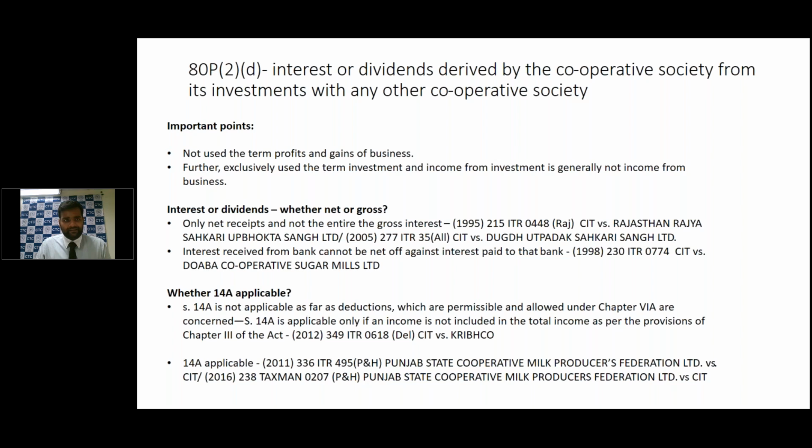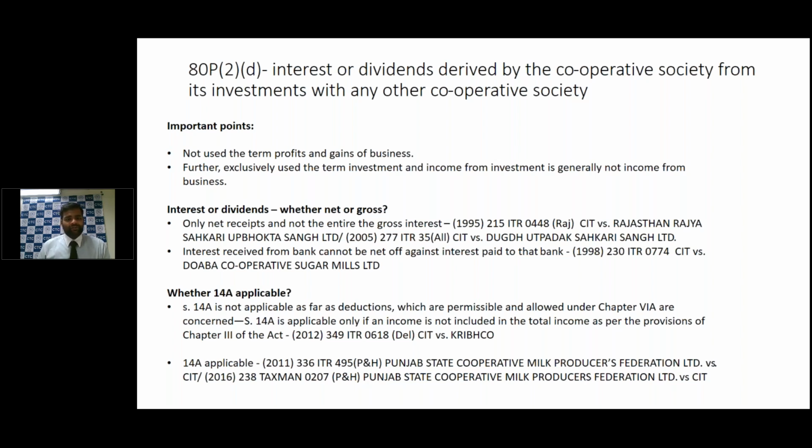First and foremost thing in respect of 80(p)(2)(d) is that they have not used the term profits and gains of business. Two, they have specifically used the term investment. Income from investment need not necessarily be taxed under the head business income. It can be taxed under the head income from other sources, or it can be taxed under the head income from business. Therefore, in my humble understanding, 80(p)(2)(d) need not necessarily apply to those incomes which are otherwise taxable under the head profits and gains of business or profession.